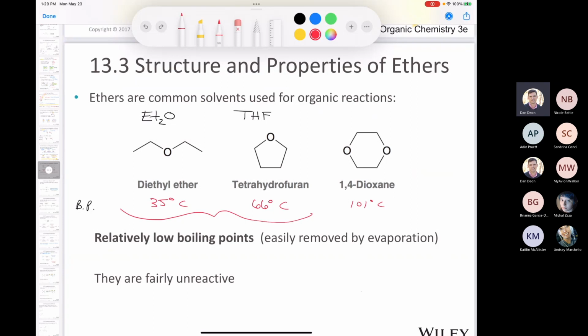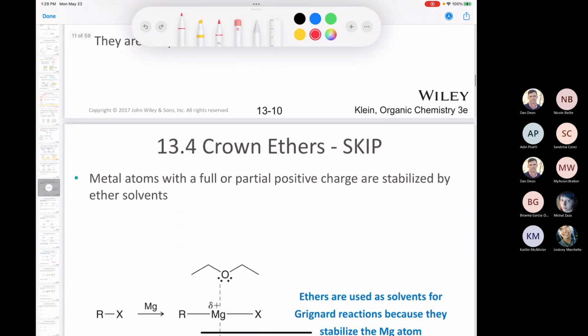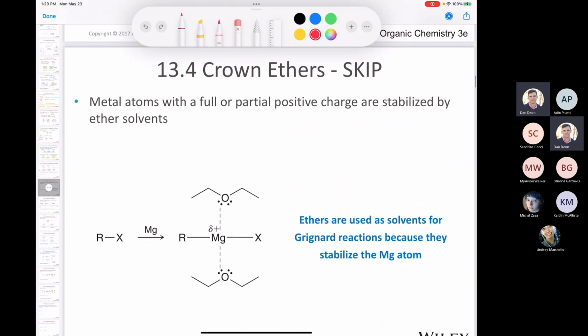We're going to skip the section on crown ethers. The reason why is not because it isn't important, it's because it doesn't show up on the ACS final. I've never seen it on an MCAT either, or a DAT exam or anything. So I'll leave that as an FYI. If you want to take the time to read the section about crown ethers, it's not very long.